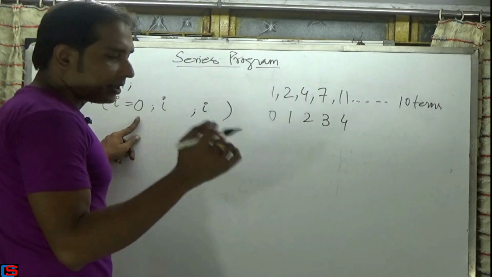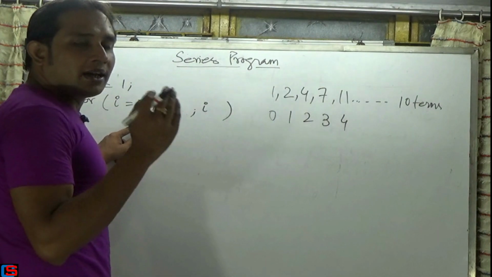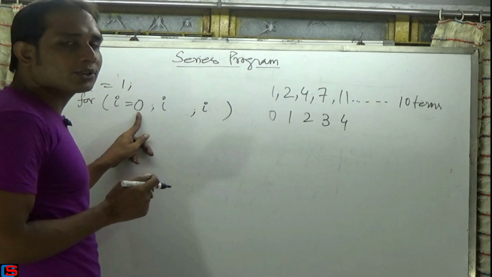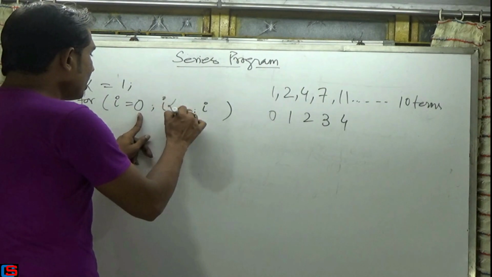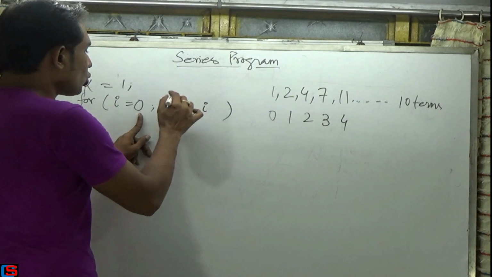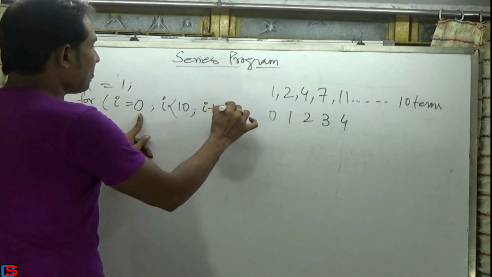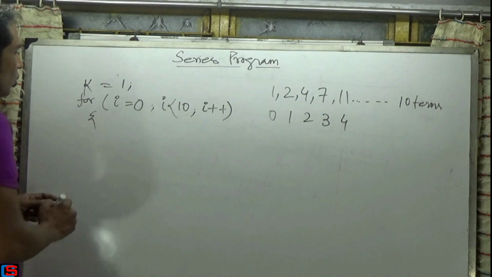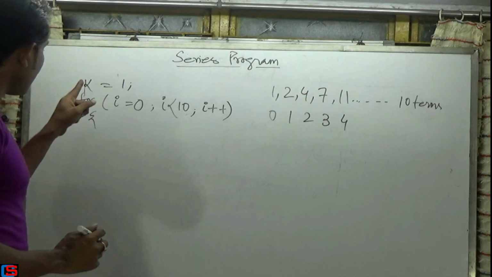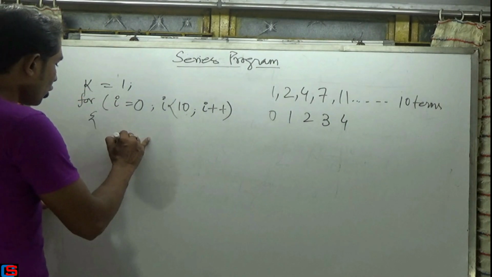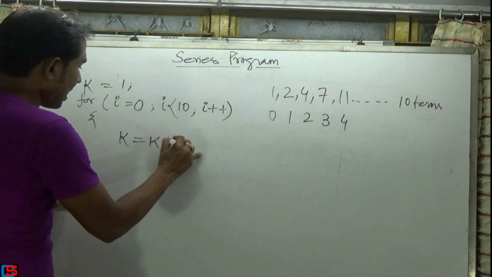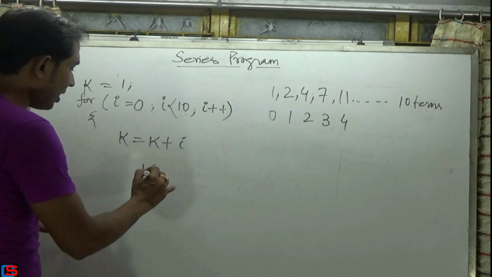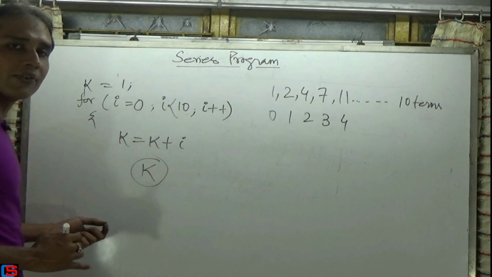So the last term will be 1 into 10 means 10, but as the value is started from 0, it will execute up to 9, so less than 10, and then after that i plus plus. Okay, now within this loop I am going to add this k value with i. So k equals to k plus i, and then after that I am going to print this value of k. In this portion I just print the value of k.